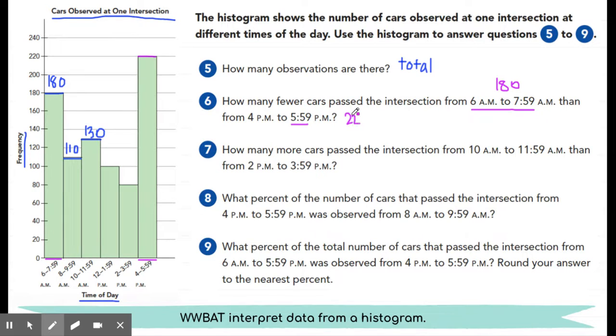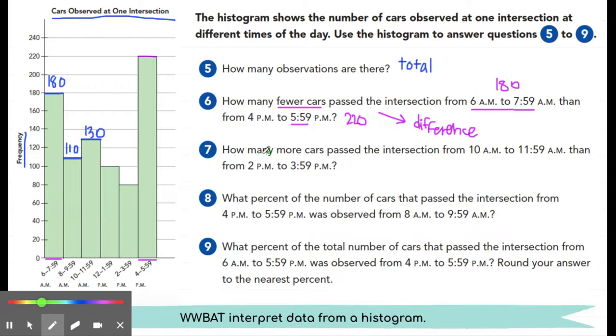It's asking how many fewer cars. So how many fewer, you have to find the difference. So you can subtract 220 by 180. You can pause the video right here in order to complete this question. Apologize for my handwriting.